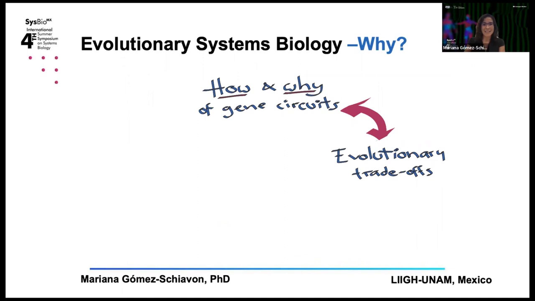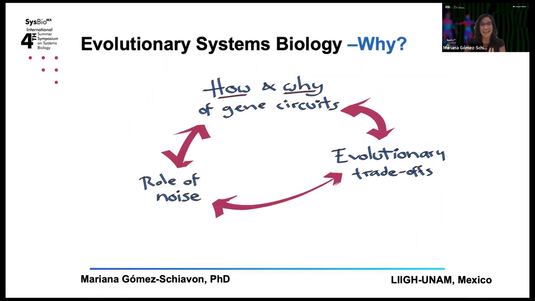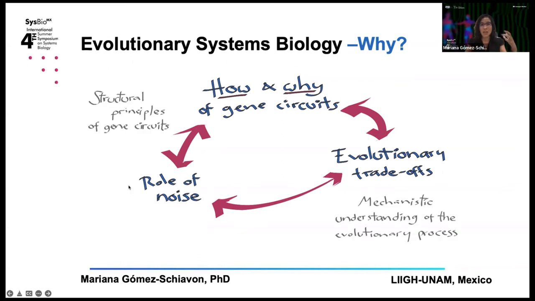Particularly, and this takes me to the third point I want to highlight here, is considering the omnipresent biochemical noise. Understanding how the presence of noise affects the design principles of the gene regulatory circuits and the resulting evolutionary trade-offs, as well as the role of the noise per se. And we believe that taking into account these three components together with this evolutionary systems biology perspective, we can deduce the structural principles of gene regulatory circuits and contribute with a mechanistic understanding of the evolutionary processes.